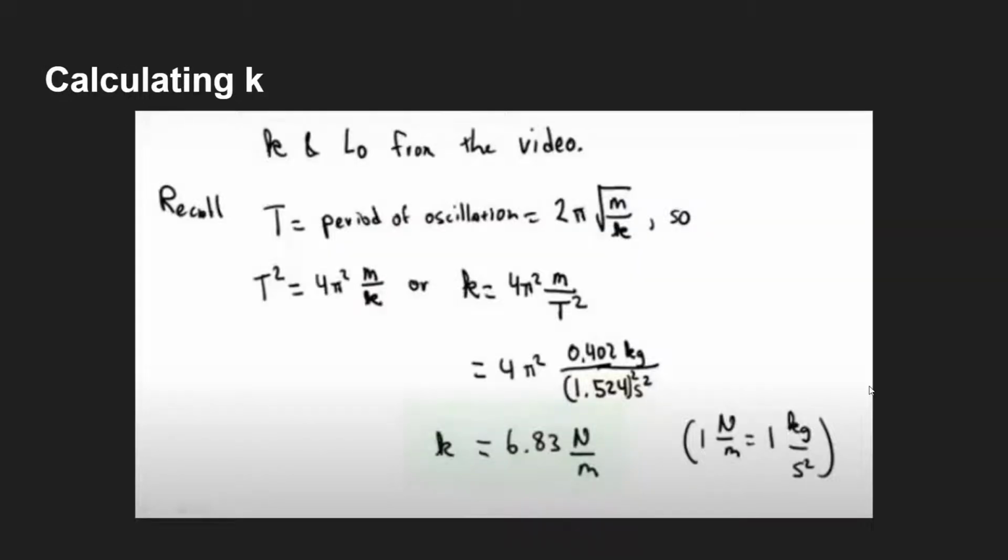Now first we need to calculate K using information from the video, and we can use the period of oscillation formula. Because we know that the period of oscillation is equal to 1.524 seconds, and we know our mass is equal to 0.402 kilograms, we can plug these values in and isolate K to get our stiffness value of 6.83 newtons per meter.